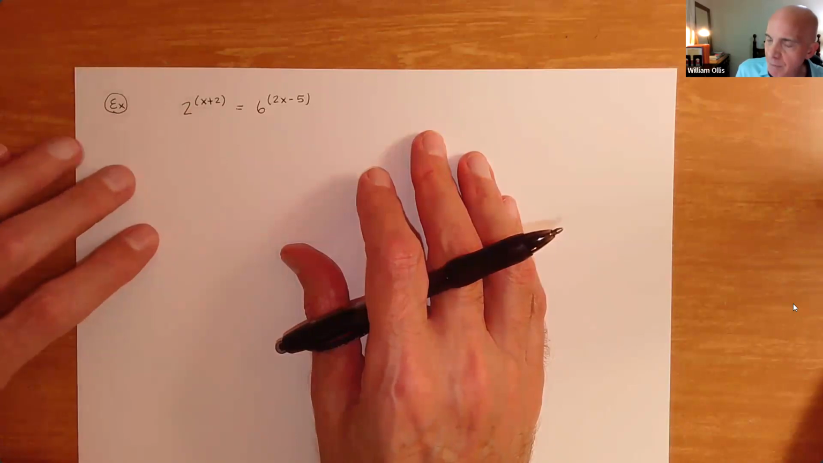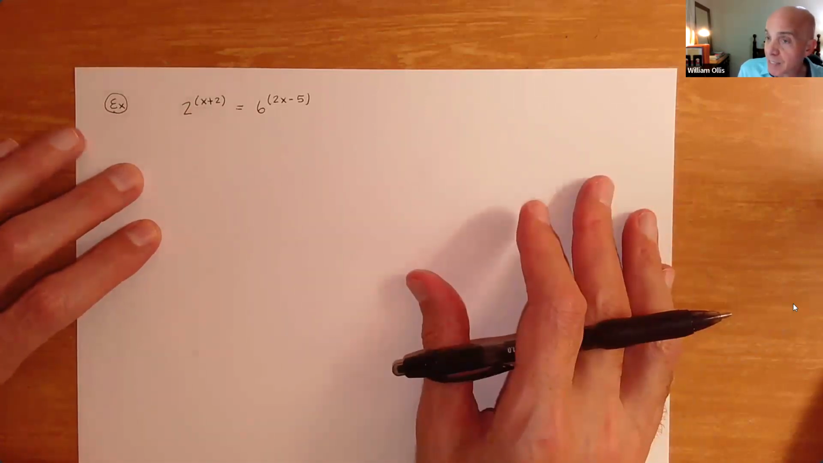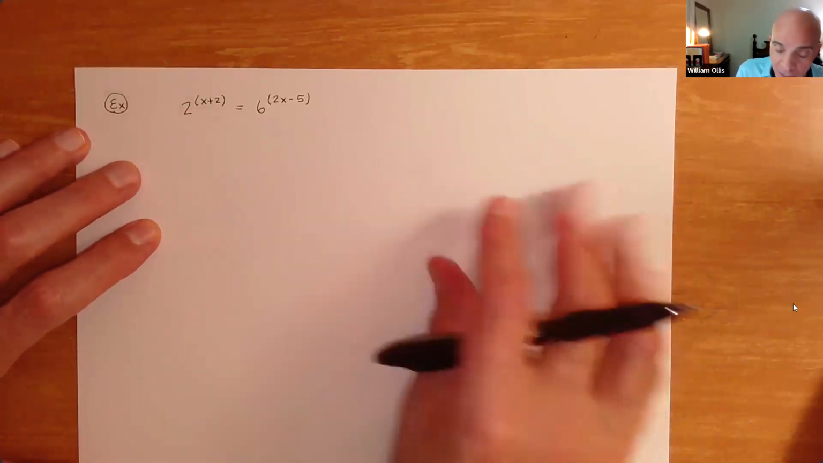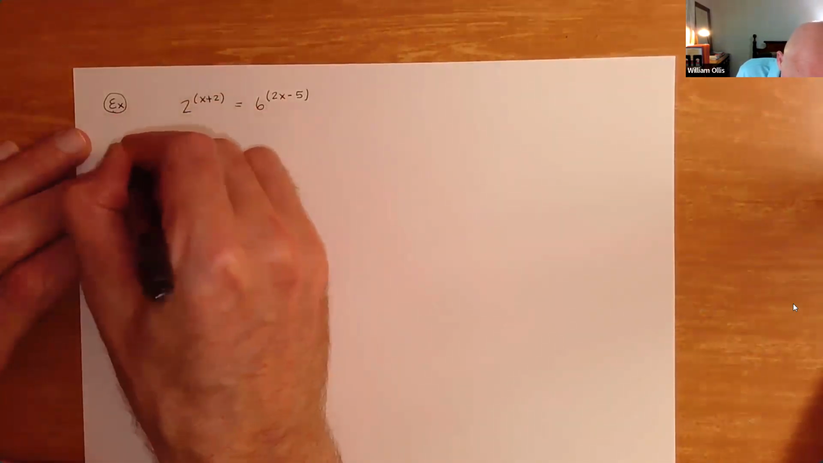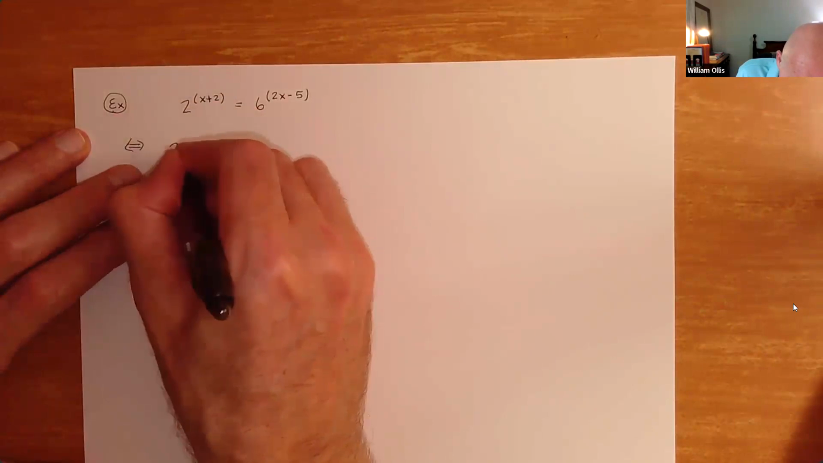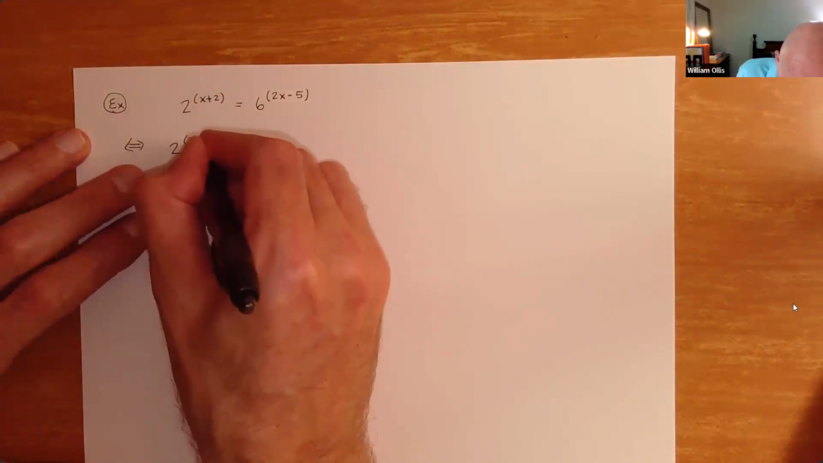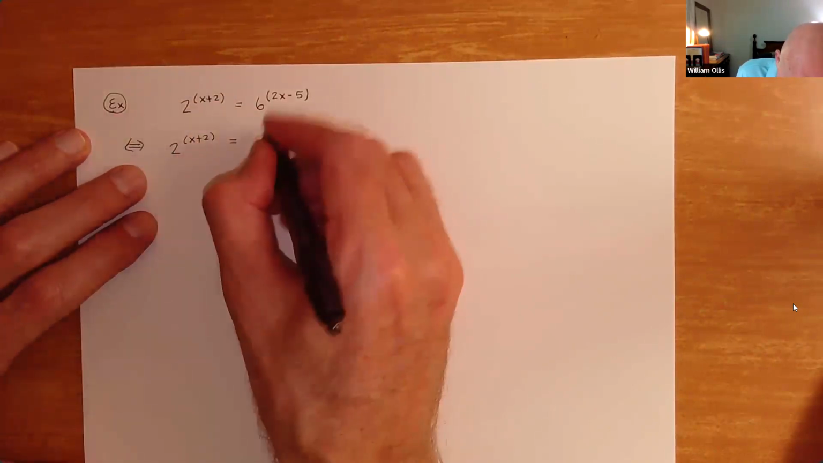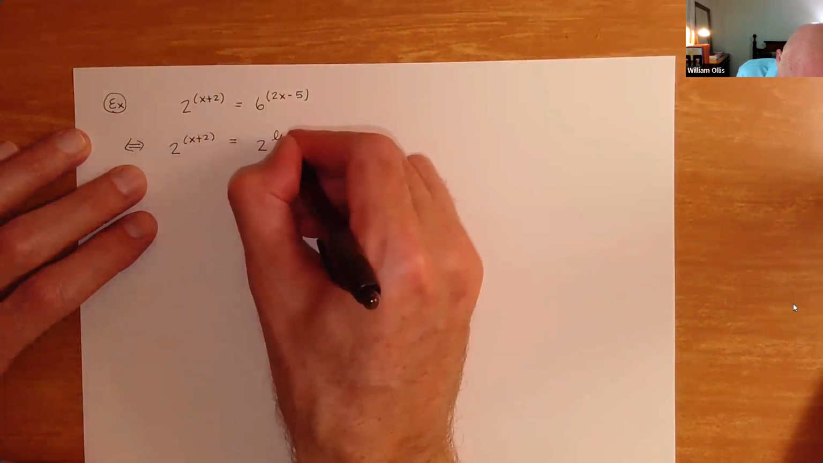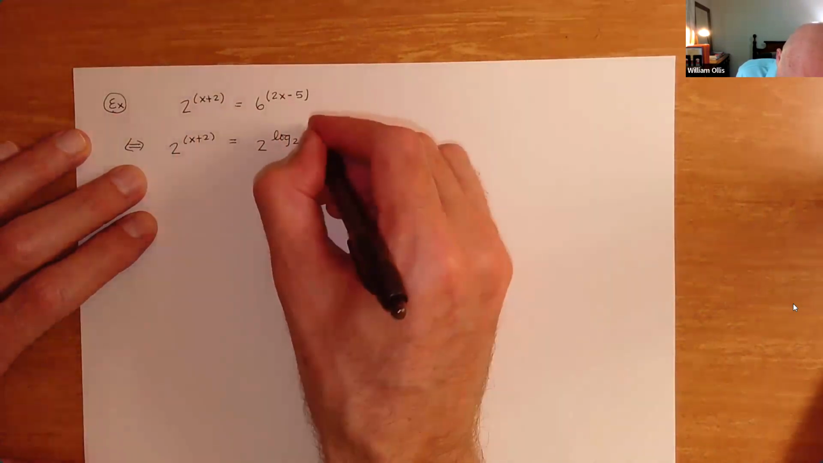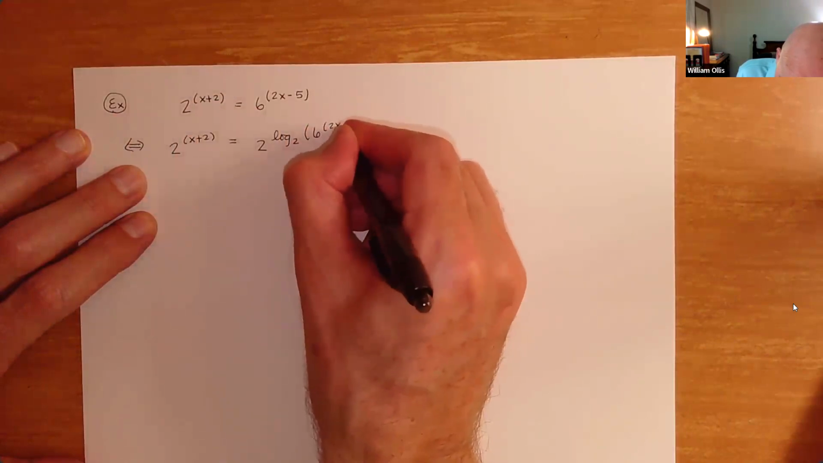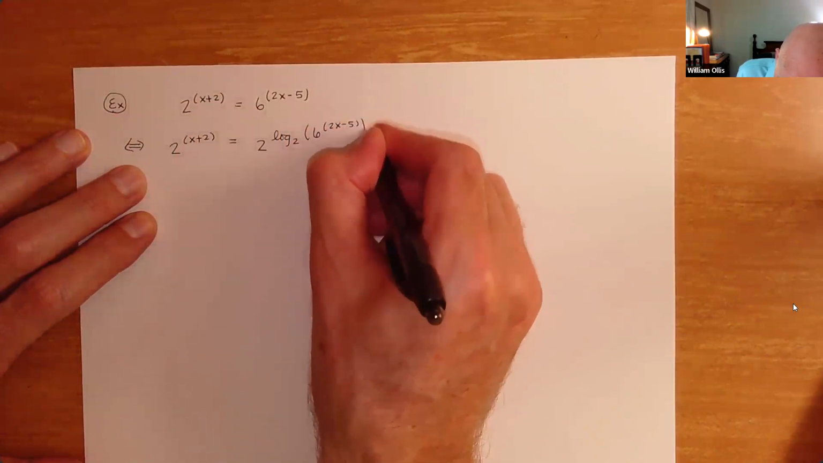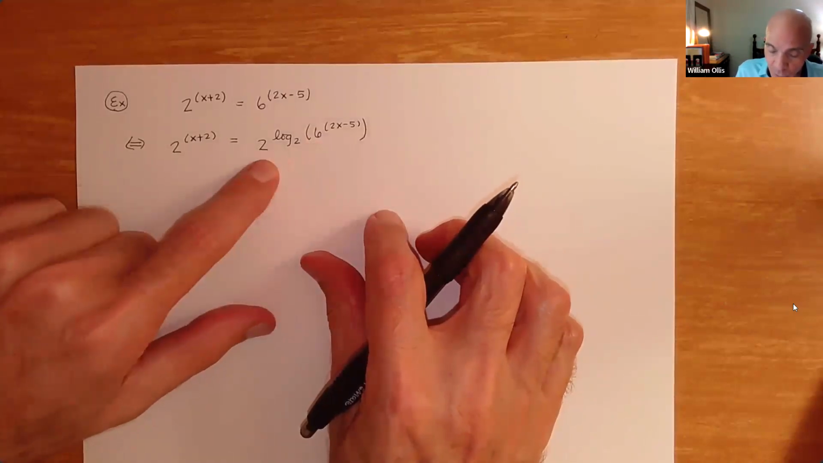So just as a practice with the change of bases, that's actually very important. Let's change the base 6 to base 2. So we'll say if and only if 2 to the x plus 2 equals 2, and now we have the log base 2 of, in this case, 6 to the 2x minus 5. So this means input equals output.